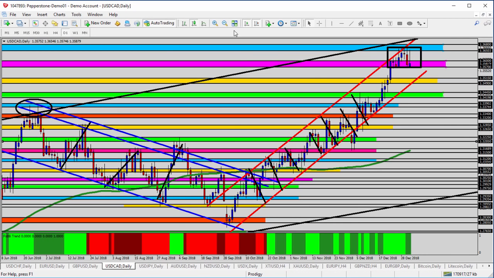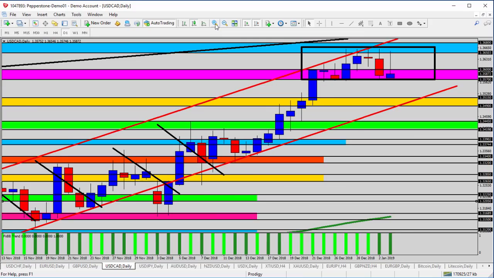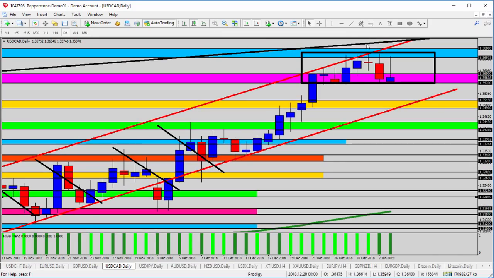Take a look at this black box. Let's zoom in one more time, maybe twice. Take a look at this black box up here. You can see the black line here representing that rising weekly channel. We're up here at the top of the red channel. But 1, 2, 3, 4, 5, 6, 7 days, we can call it 8 if you want to count this one as well, we've been challenging this pink zone, 1.3570, 1.3600 as the support, and the blue zone, 1.3650, as the resistance level.